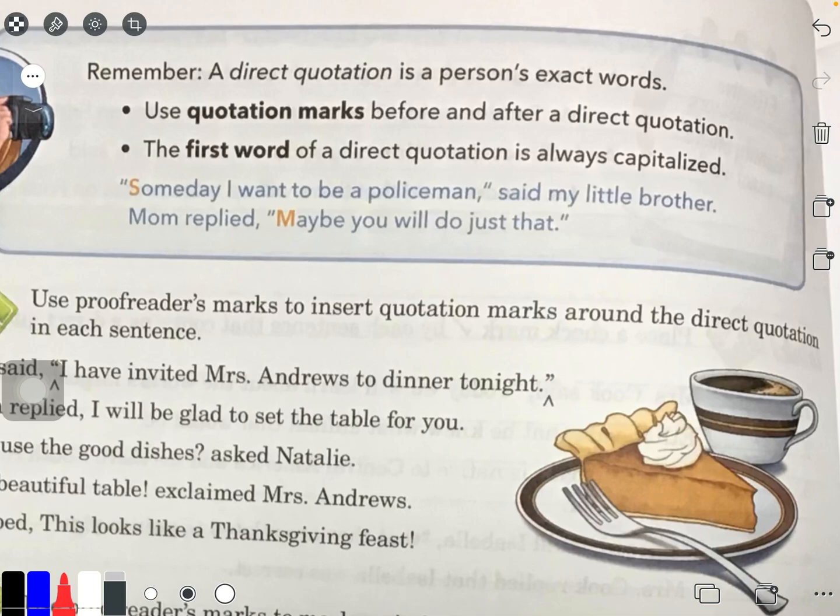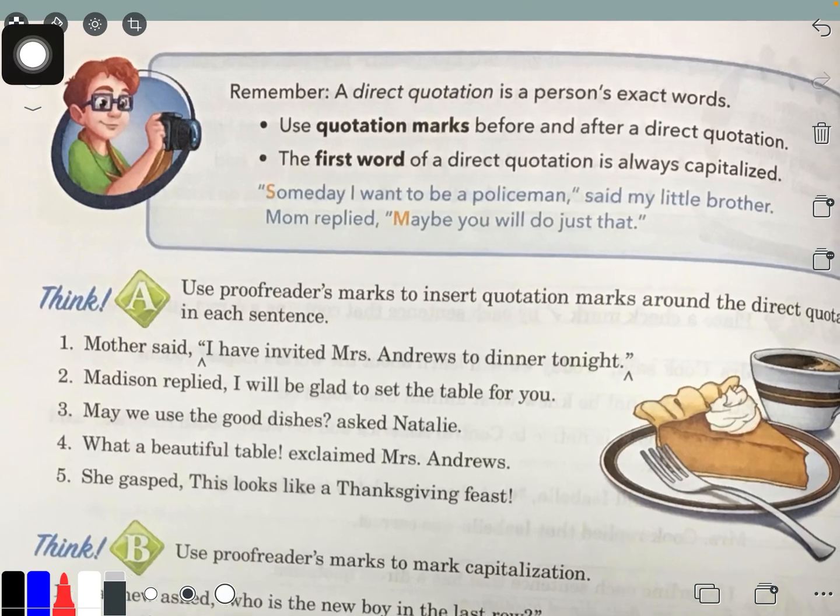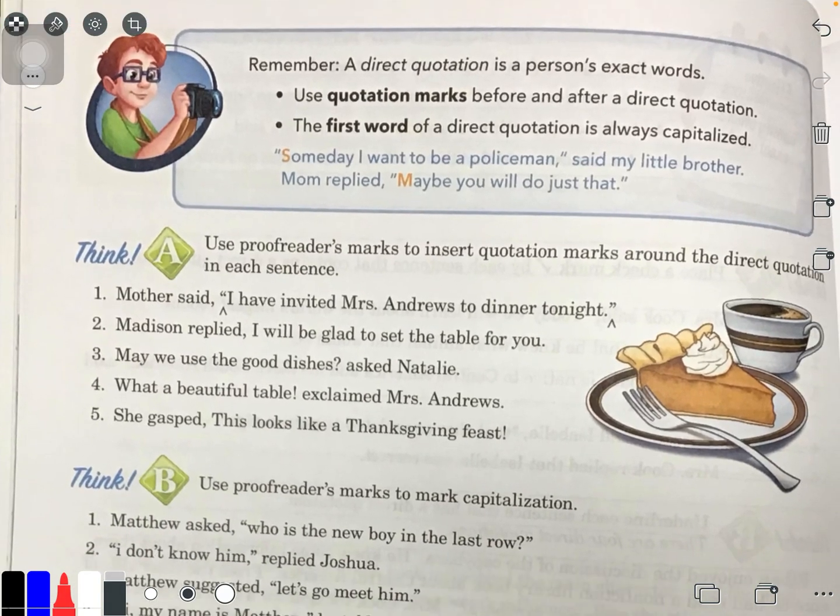So here's an example. "Someday I will be a policeman," said my little brother. Mom replied, "Maybe you will do just that." Notice how they capitalize at the beginning of a quote. So that's what we're going to look at today. We're going to do some level 5 thinking. Take a look at Think A on page 64.